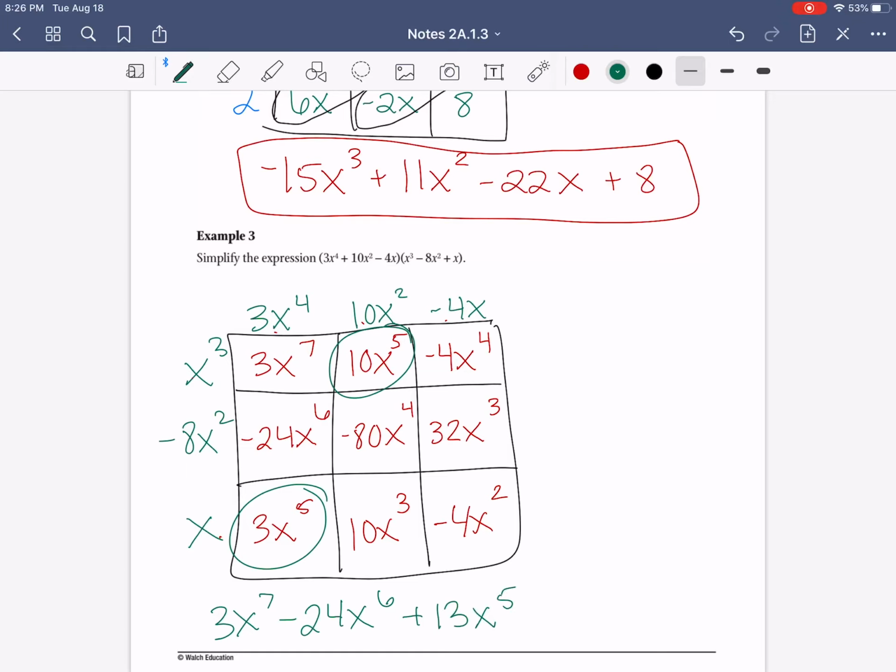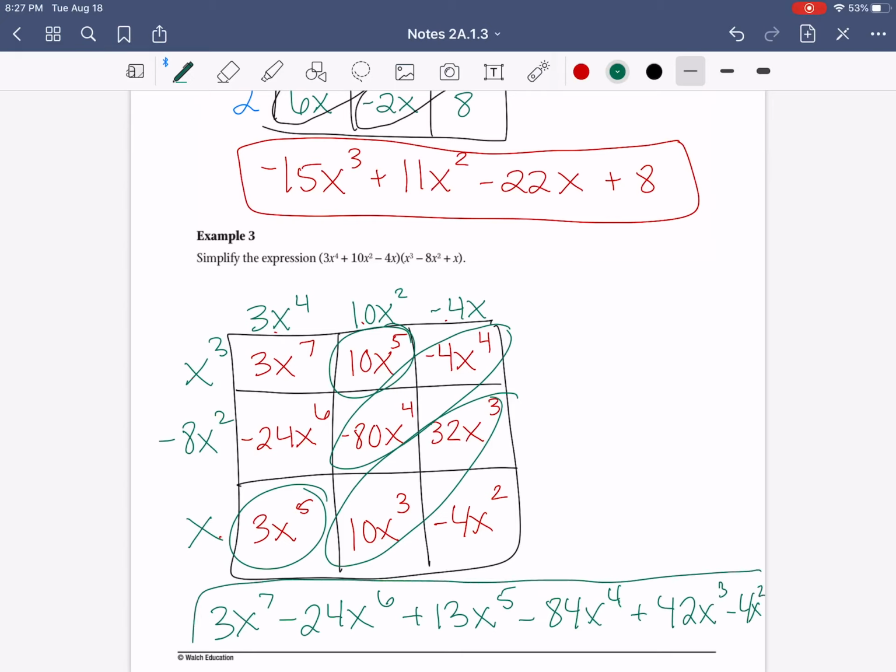I have a couple of x to the fourths right here. Negative 80x to the fourth and negative 4x to the fourth. They're both negative, so you add them together and keep it negative. Then I have a couple of boxes with x cubes, 32x cubed and 10x cubed, both positive, so I'm just going to add them together, 42x cubed. And then lastly is my negative 4x squared. Nothing to combine with that. And that's my final answer.